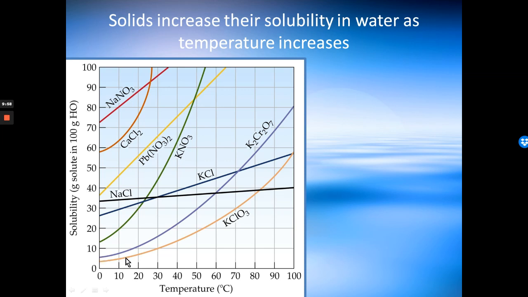But whereas potassium chlorate has a pretty low solubility at these lower temperatures, and it's really not going to improve until you get to around 100 degrees Celsius. Same thing with potassium nitrate: pretty low solubility at low temperatures, but it greatly increases. And then look at sodium chloride. It's pretty stable with its solubility across most temperatures.